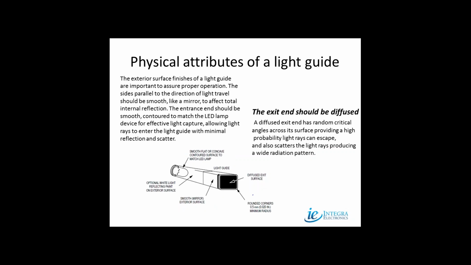Thanks. Okay. So a kind of an overview of the physical attributes of a light guide would be to have a smooth, flat, or concave contour to match the LED lamp. That's critical because that's going to minimize flux loss. Also have an optically clear, highly smooth mirror finish on the exterior. This is then keeping the light rays contained within the light pipe. And then on the exit area, have a diffused surface to exit the light. Helps disperse the viewing angle.